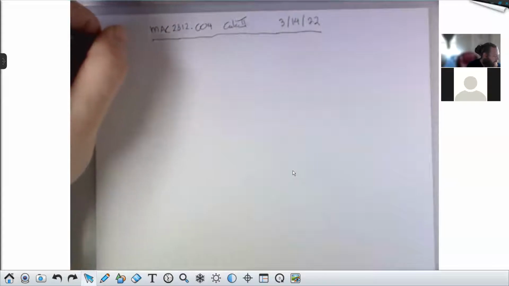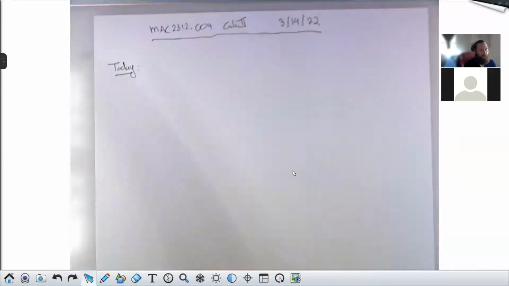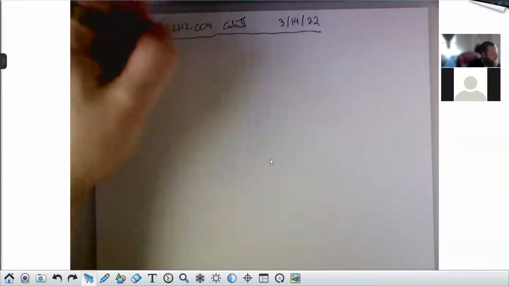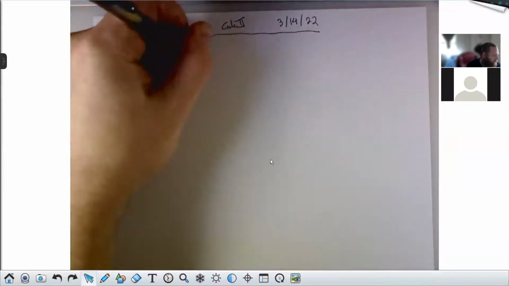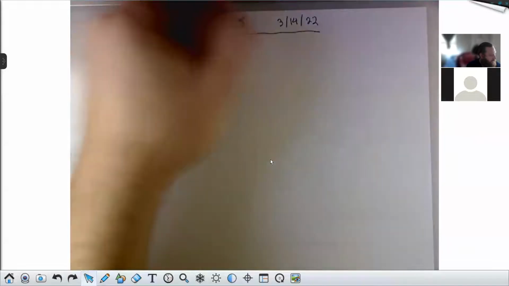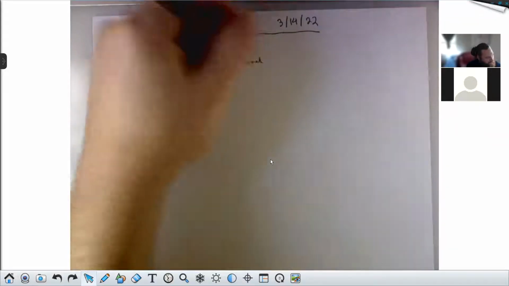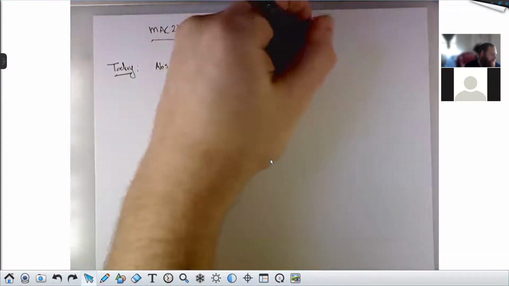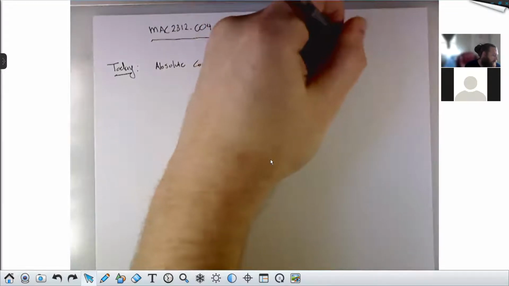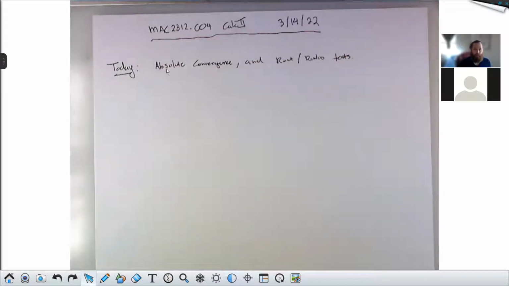Like I said, we're going to be discussing today the last bit of new material on the second exam, which is section 11.6 on absolute convergence, and the root and ratio tests. So we're going to have a new definition. That's the absolute convergence part. And then two new tests. There's the root test and the ratio test.